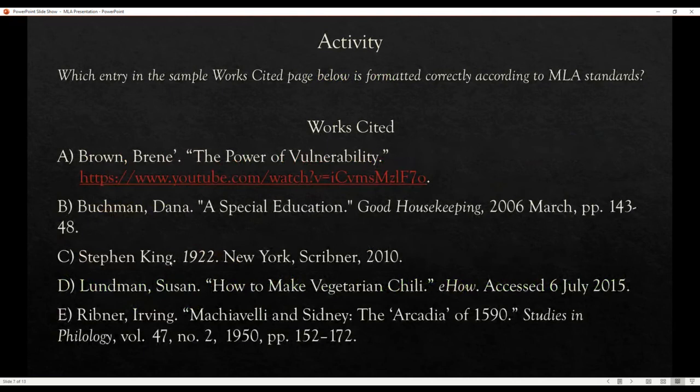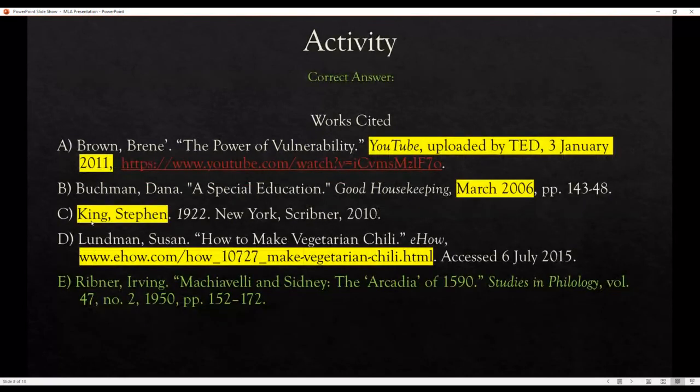In this case, the only incorrect thing was listing the author's first name and last name. So here we go. As we can see here, Stephen King. You would not write a citation with the author's first name and then last name. It's always last name, then first name.